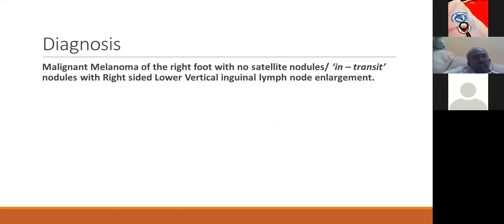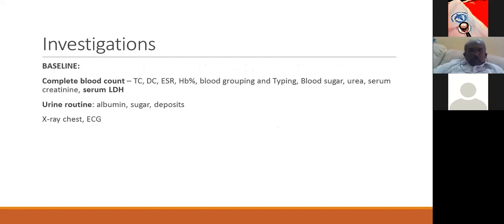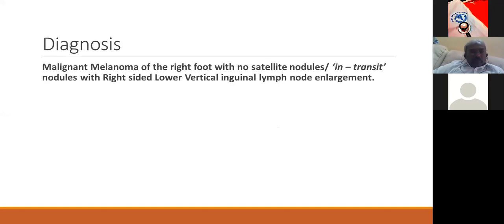What is the clinical stage? The T is indeterminable. T is indeterminate because you don't know the thickness of the lesion, but it looks like more than 1 millimeter. You can tell T indeterminate, no worries.